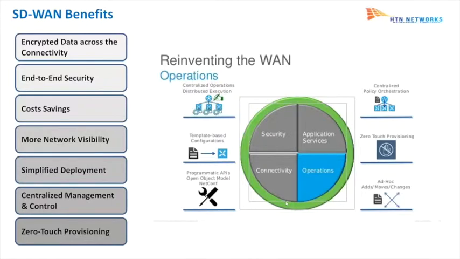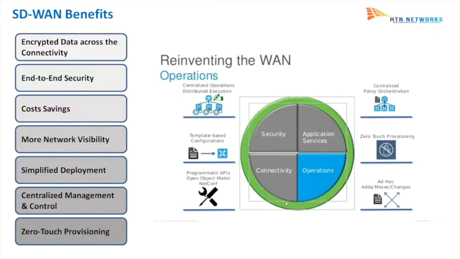You have more network visibility. You can sit on vManage, which is your central management dashboard, and you can see the entire network from there. It's a simplified deployment. You just send the edge device appliance to a branch office. Anybody can connect two cables on it, and in a few minutes your network is up at the branch.